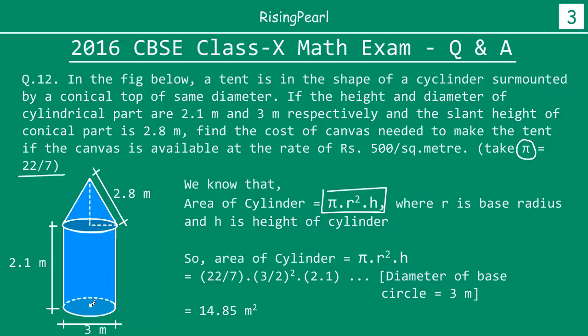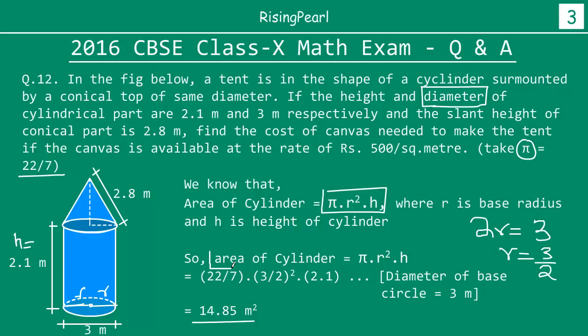Now, in the question the diameter is given, not the radius. That means 2r is equal to 3 meters. The entire length is r plus r, so twice r is equal to 3, and r will be equal to 3/2. So we have pi as 22/7, r as 3/2 squared, times h, and h is given as 2.1. If we solve this, we get 14.85 meters square.